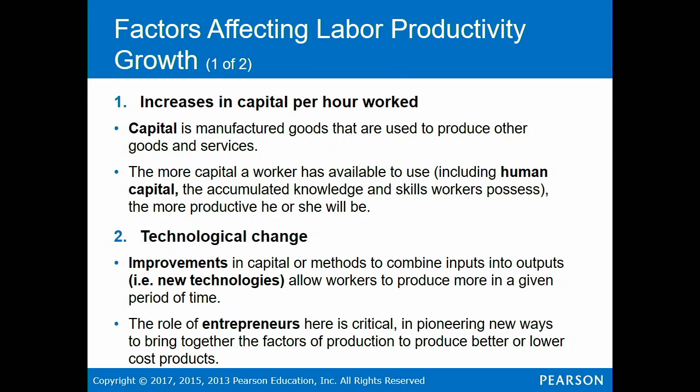The second type, or the second factor affecting labor productivity, is technological change. So these are improvements in the capital, so actually getting better machines that we're using to produce these new goods and services, and better methods of producing these goods or services. To use auto manufacturing as an example, it could be using new automated factories. So instead of having people on the assembly lines, you've got robots doing it, helping to produce more cars in a given amount of time.